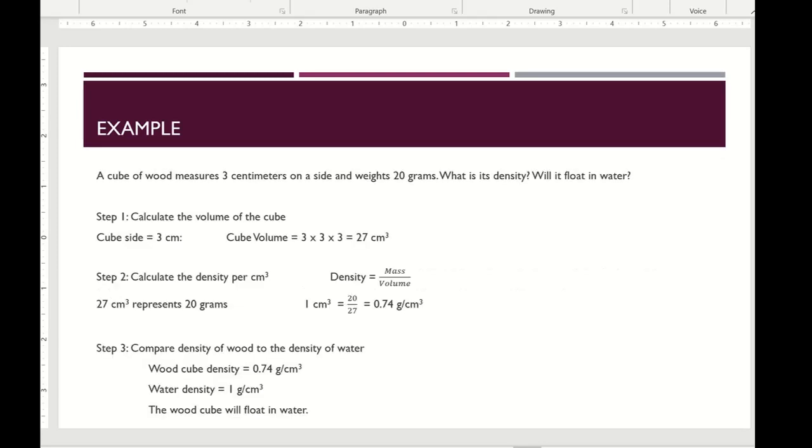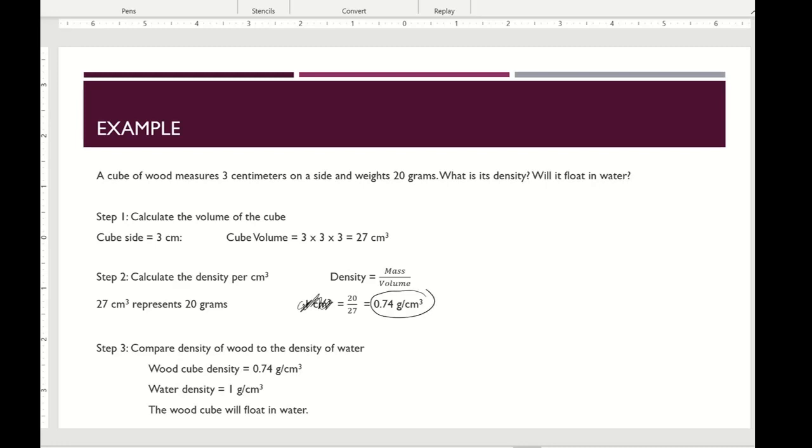Now, going by our steps, step 1, calculate the volume, right? Cube side is 3 centimeters, so the cube's volume is 3 times 3 times 3, which is 27 cubic centimeters. Calculate the density. We know that this 27 cubic centimeters has a mass of 20 grams. So how do we calculate density? Density is equal to 20 divided by 27, which is equal to 0.74. That's what we got also.